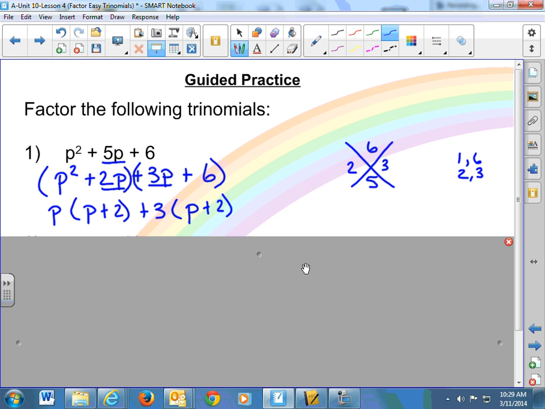And our final answer is, the GCF here is p plus 2. So we have p plus 2 times p plus 3. Now, if we wanted to check this, we could do the FOIL, and we would get p squared plus 5p plus 6. Let's try another one.